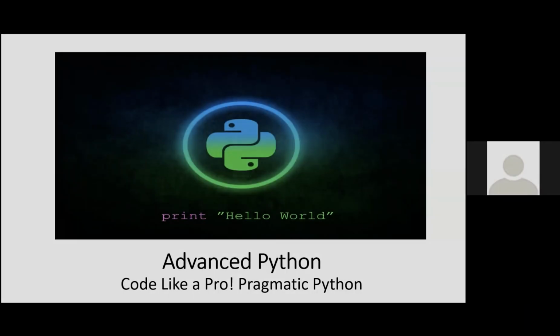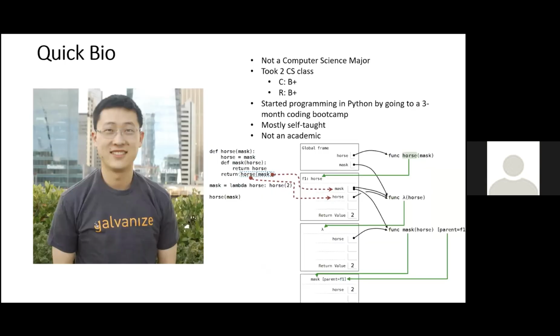So welcome to Advanced Python, Code Like a Pro with Pragmatic Python. And as Josh already mentioned, I'm not a computer science major. I don't have a typical academic track in computer science. To update my bio, I actually took 2 CS classes. I took one in C, got a B+. Took one in R, got a B+. So what does this B+ student have to tell you today?